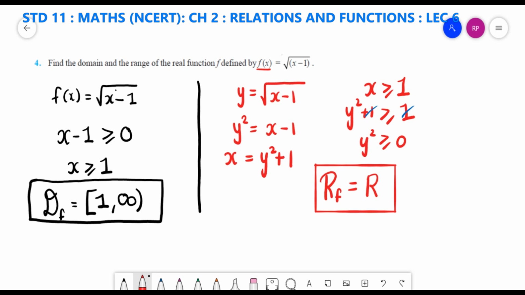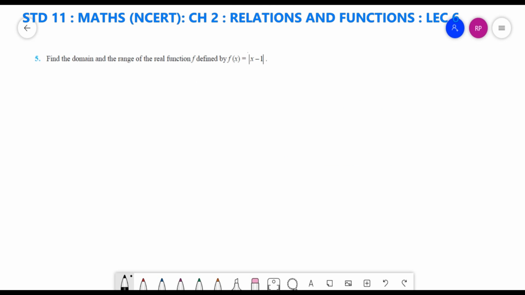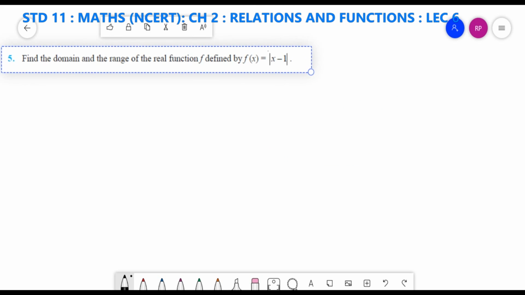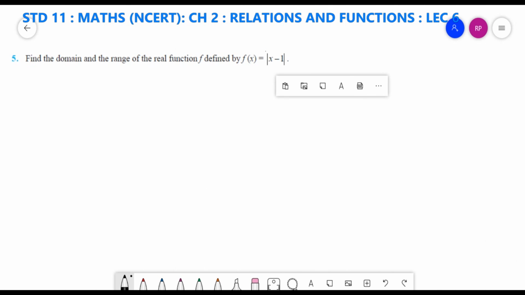Now let's move to the next one, that is question number 5. Question number 5 is find the domain and range of the real function defined by f(x) is equal to modulus of x minus 1. Okay, now see here it is given that f(x) is equal to modulus of x minus 1. Right? So now first domain.